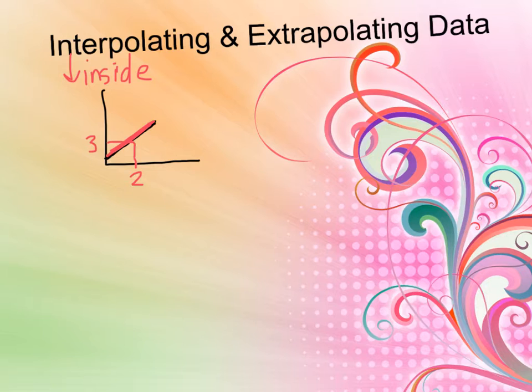Extrapolation, as you might guess, would be finding data that's outside of what's given to you. That would mean actually having to extend the information that you know. So if you were looking, for example, at this point up here, that would be extrapolation because that's outside of the data that was given to you. So those are the two differences. Let's go ahead and look at a couple examples.